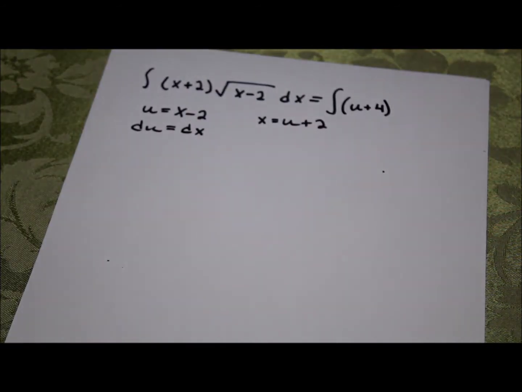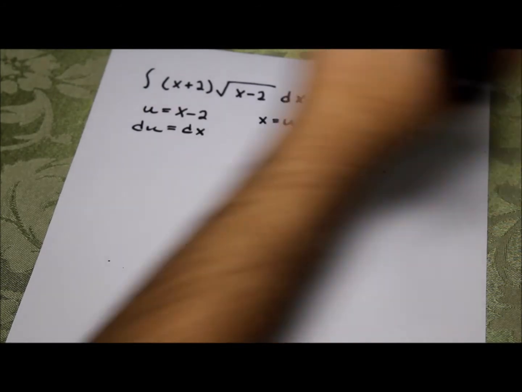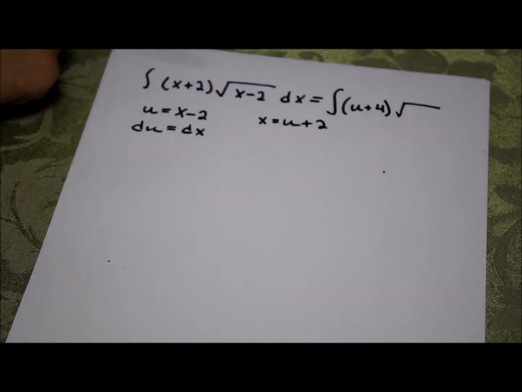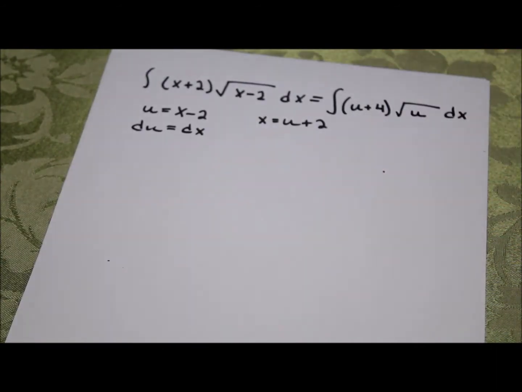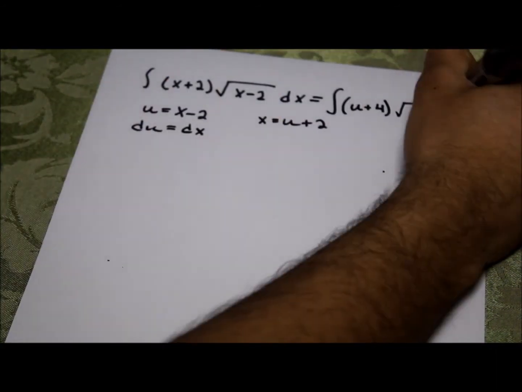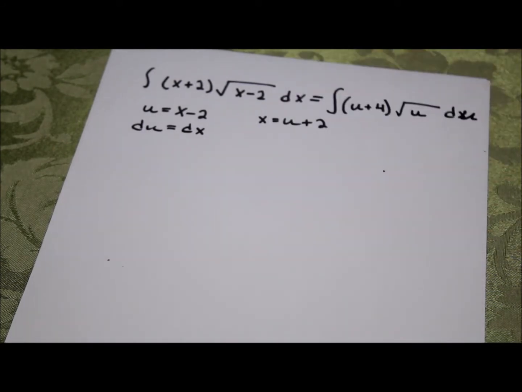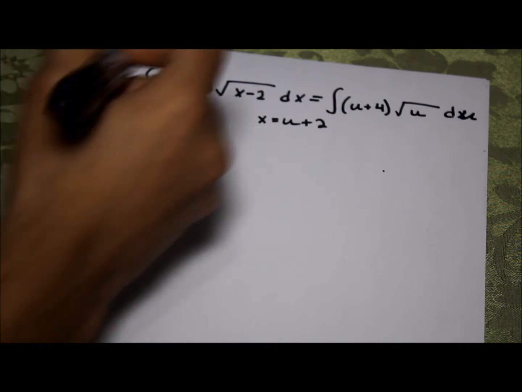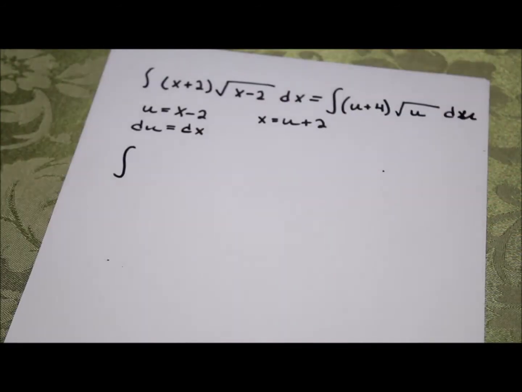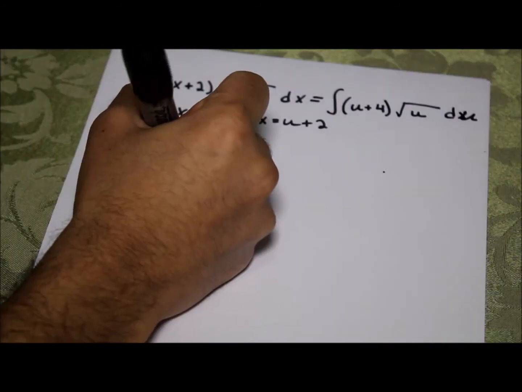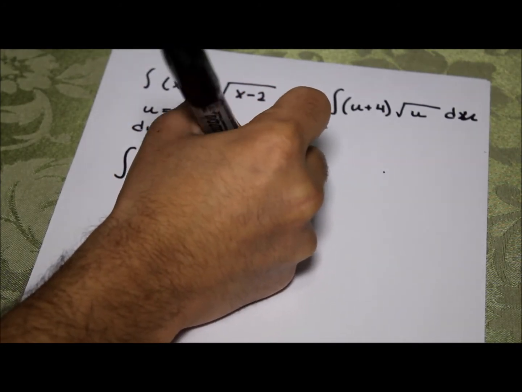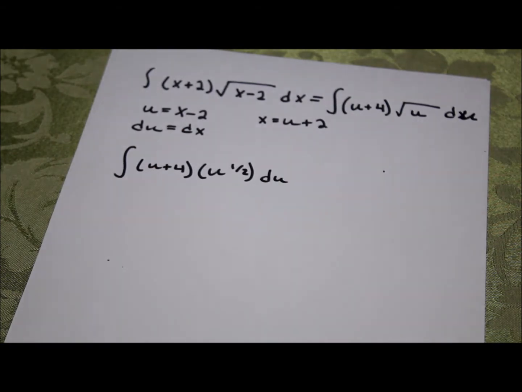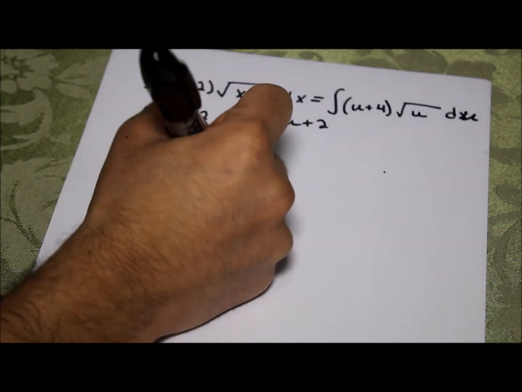And we have radical x minus 2 is just equal to u, so radical u du. So now what we can do with this problem is we can rewrite this in exponential form. So u plus 4 times u to the half du, and then we can just distribute.